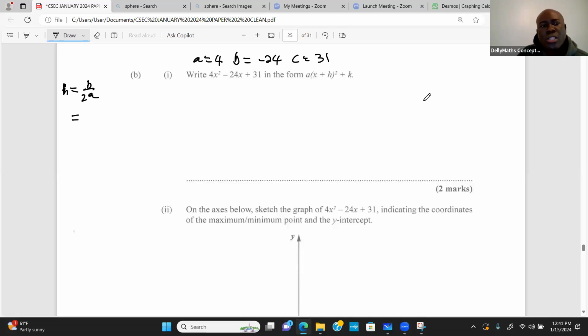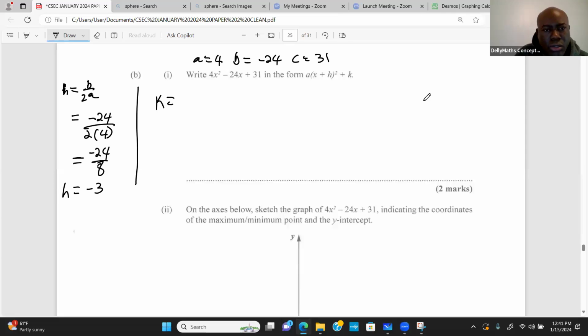So h is equal to negative b over 2a, which is this h that I'm going to be finding right now. All right. So that is going to equal negative negative 24 over 2a, which is 2 times 4. So basically, we're looking at 24 over 8. Divide this by 8, you get 3. So h is 3. So we have the h value. Let's find the k value now.